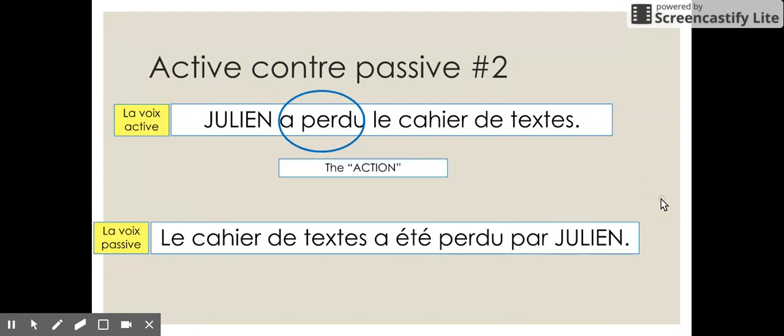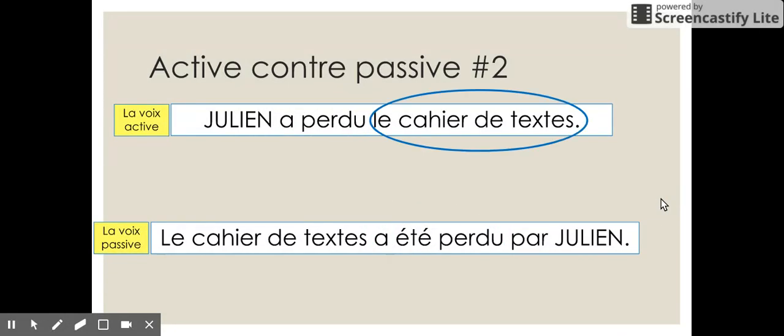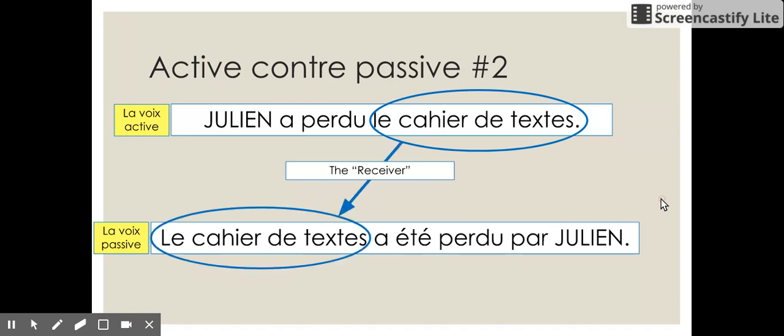Our verb a perdu is the action of the sentence. Losing is what's happening here, and Julien is the one doing it. Now we're going to transform a perdu into a été perdu. So lost now becomes was lost. This is huge. Pay attention to that. It'll be important later. Our object of our sentence, le cahier de texte, is the receiver of the action. It's receiving the action of lost. We now are moving it to the subject of our sentence, and it's still receiving that action. Le cahier de texte was lost by Julien.